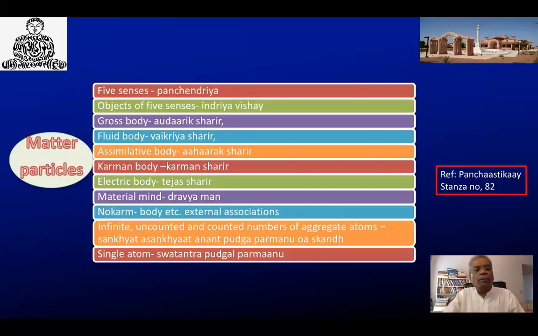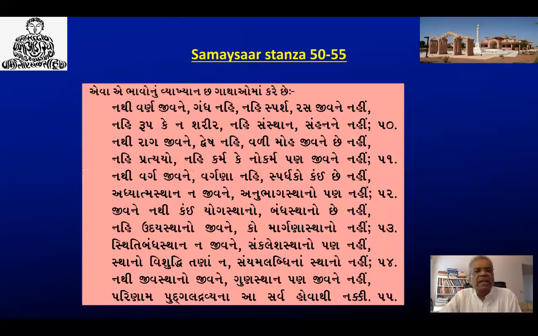So these are all matter particles. There's a reference over here if somebody wants to refer: Panchastikaya stanza number 82 has given these things. Now we are coming to the next one, Samaysar stanza 50 to 55.